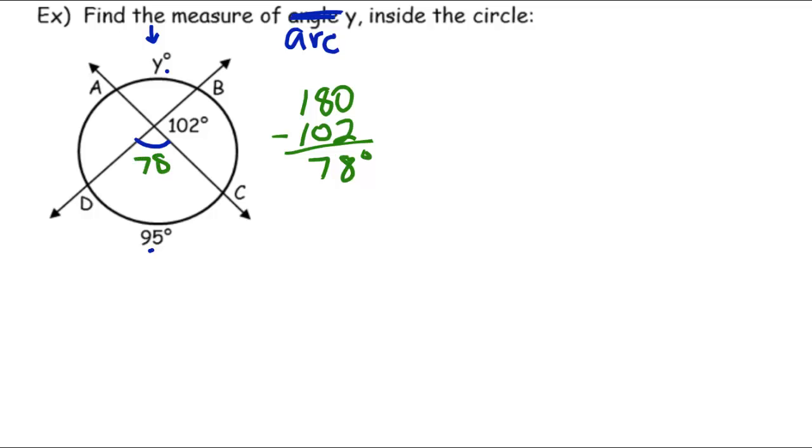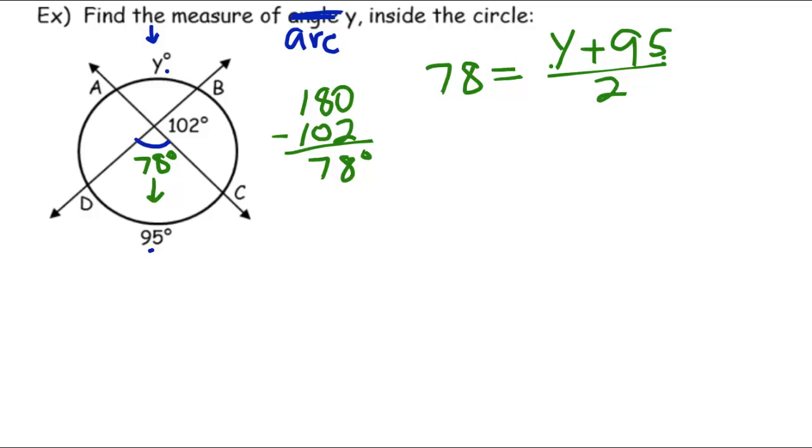78 degrees. Okay, now a lot of the times you're going to have to remember the way that we write these equations, which is that the angle measure, 78, equals the sum of the two arcs. I know the top one is y. I don't know what its measure is. But if I add y to the other arc that 78 intercepts, the 95, and divide by 2, it gives me the angle measure, right?